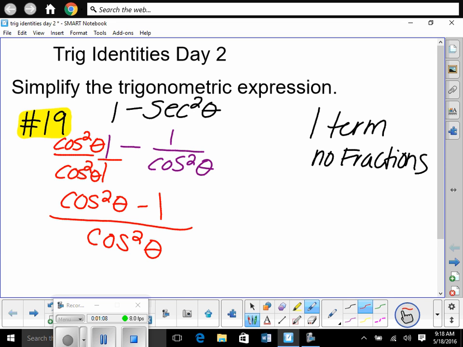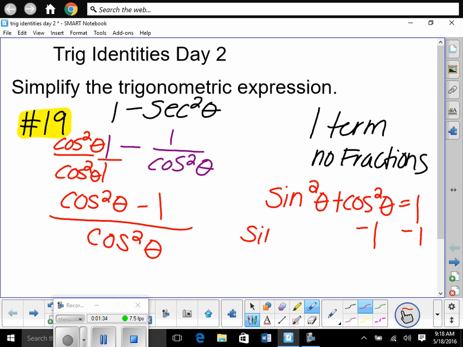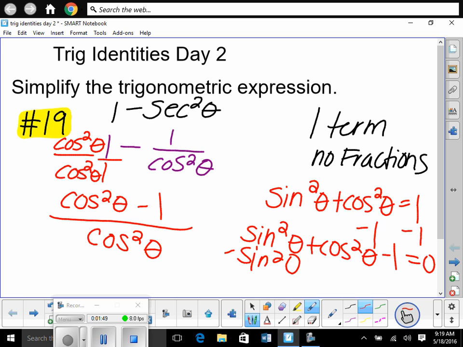So then I say to myself, what is cosine squared theta minus 1 equal to? Okay, so keep in mind, sine squared theta plus cosine squared theta is equal to 1. So couldn't we subtract 1 from both sides? So I have sine squared theta plus cosine squared theta minus 1 is equal to 0. Now, do you see how we have cosine squared theta minus 1? We need that to be alone, so let's subtract sine squared theta from both sides.